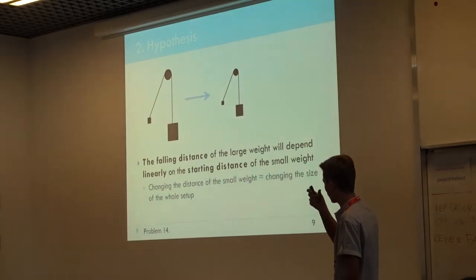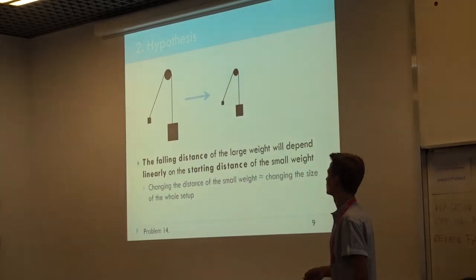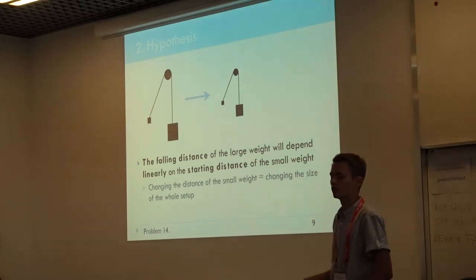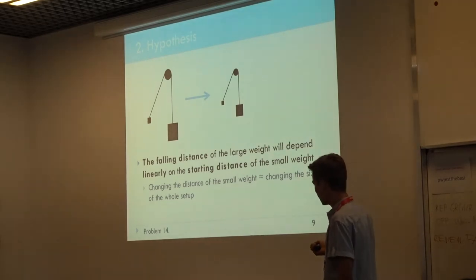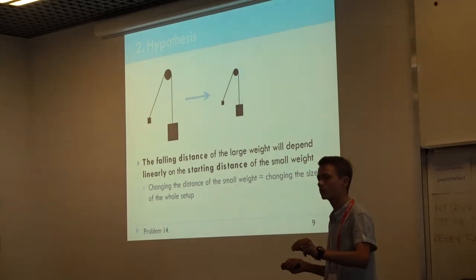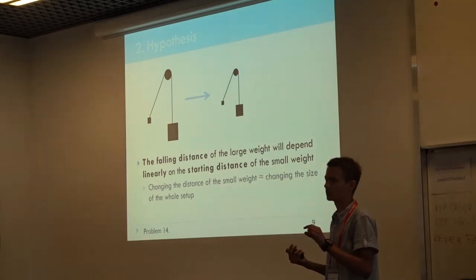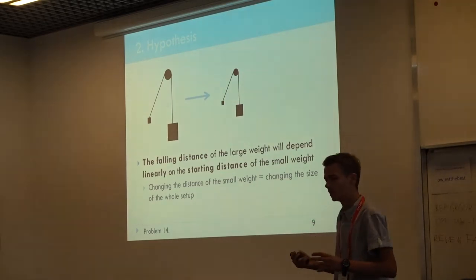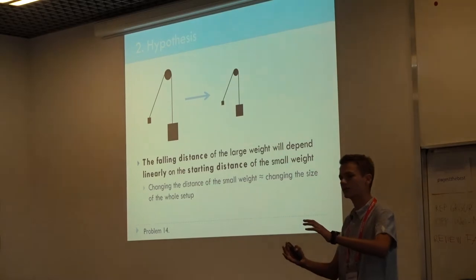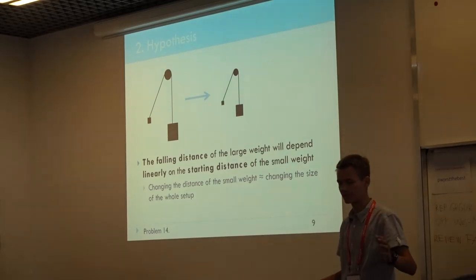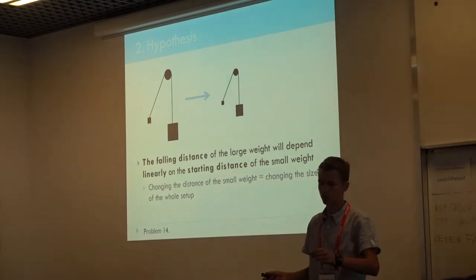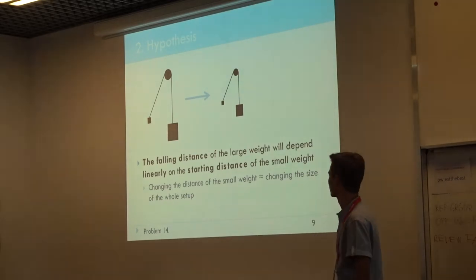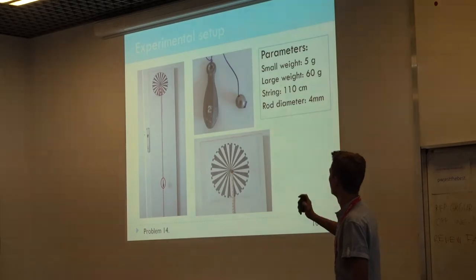My second hypothesis is that the falling distance of the large weight will be in a linear relationship with the starting distance of the small weight. Because if we just put the small weight closer, it is approximately the same as if we made the whole experimental setup smaller, with the same proportions to the dimensions of the rod. So we are expecting all the distances to just decrease, for example, twice if we put the small weight two times closer. So I'm expecting the linear relationship between those two magnitudes.